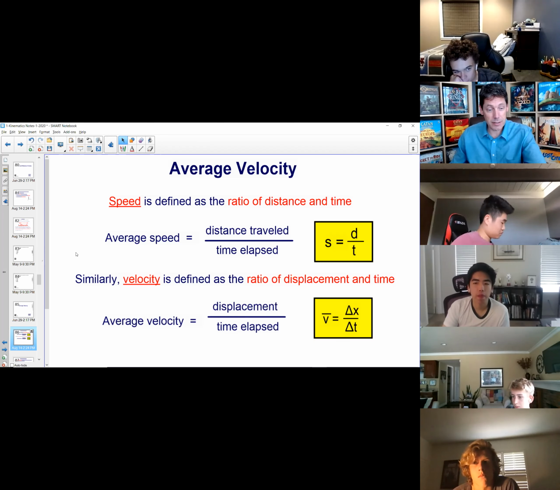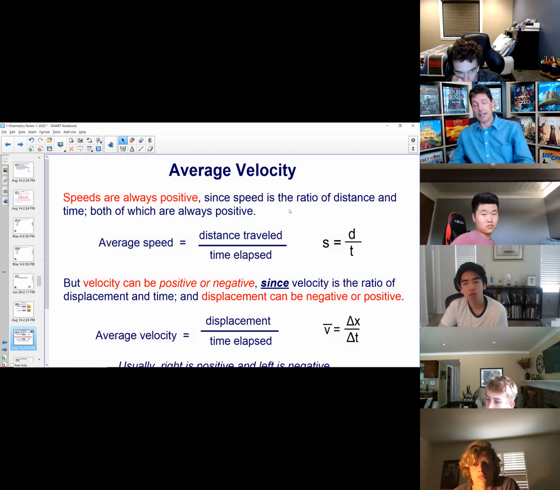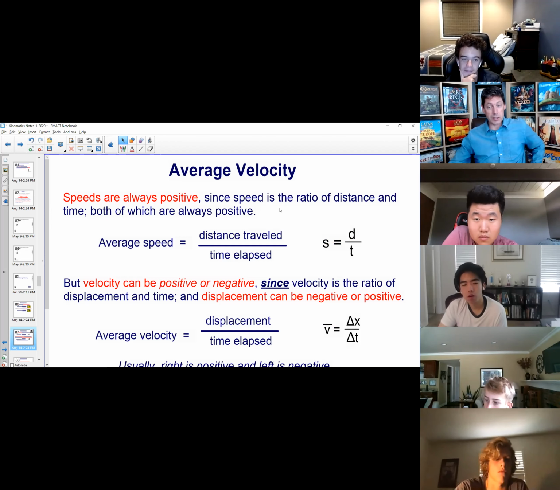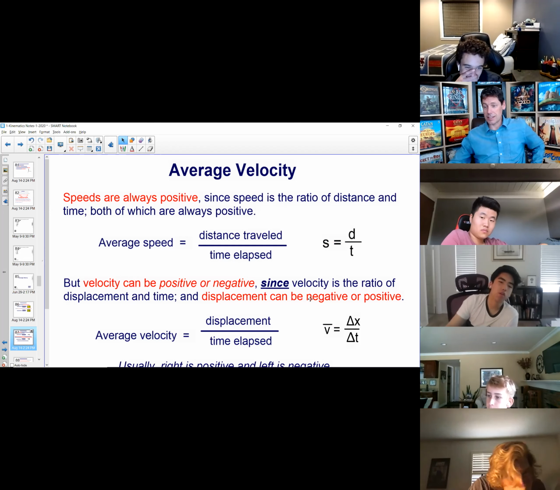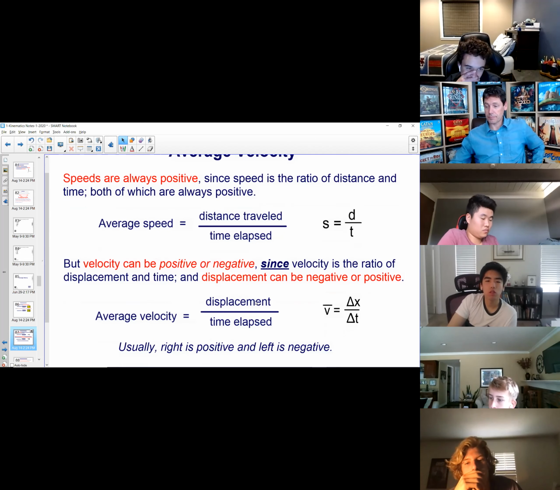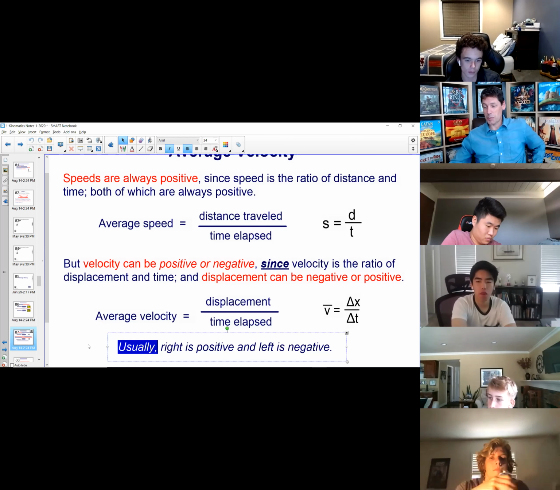For velocity and displacement, they can be positive or negative, which is what the next slide is going to remind us about. But speeds are always positive. Right? So again, a lot of review. Speeds are always positive. Since speed is the ratio of distance and time, and both of those are always positive, the speed must always be positive. Velocity can be negative or positive since velocity is the ratio of displacement and time. Since displacement can be negative or positive, therefore the velocity can be negative or positive. And then down here at the bottom again, notice the word usually. Usually, right is positive and left is negative. You could define it otherwise, but unless it is specifically stated, we assume right is positive and left is negative.